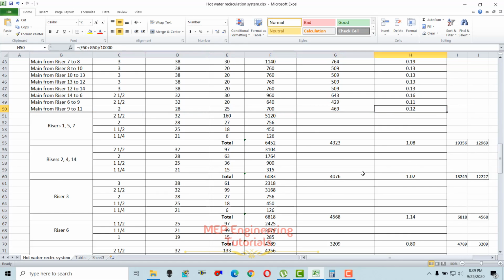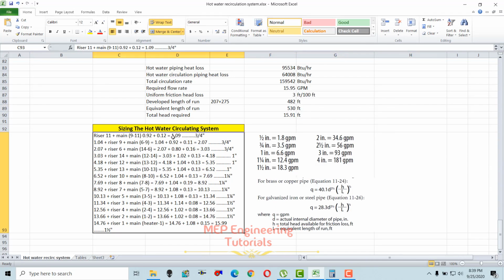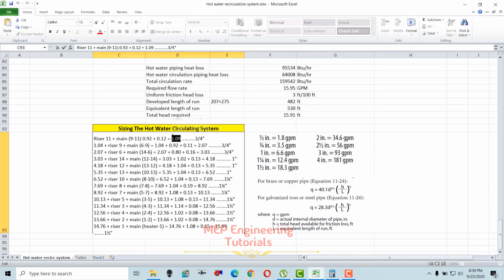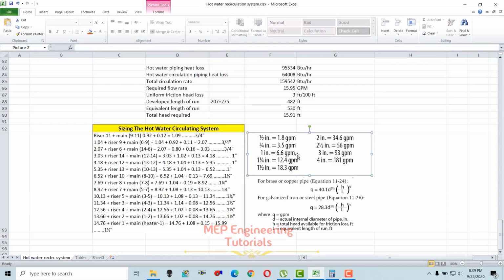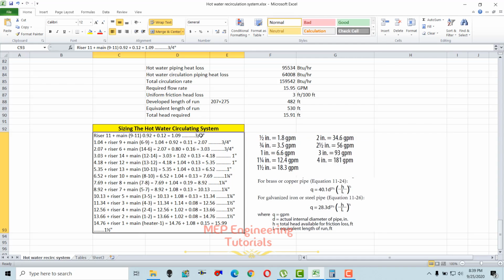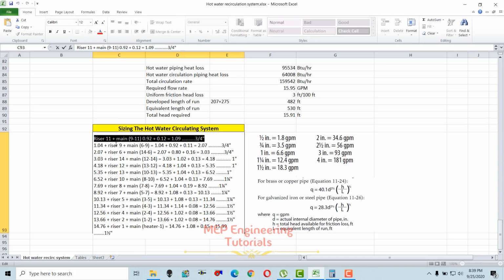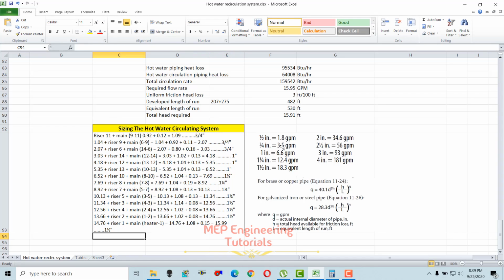So 0.92 plus 0.12 is 1.04 GPM total. Based on the assumption and the values applied to this formula, we got this. So 1.04 is less than 3.5 GPM, so we can use 3/4 inch pipe size in here. So we're going to use 3/4 inch pipe size for this one. That means we can use 3/4 inch pipe size up till 3.5 GPM. If we have 3.6 GPM, then we have to increase the pipe size to 1 inch.